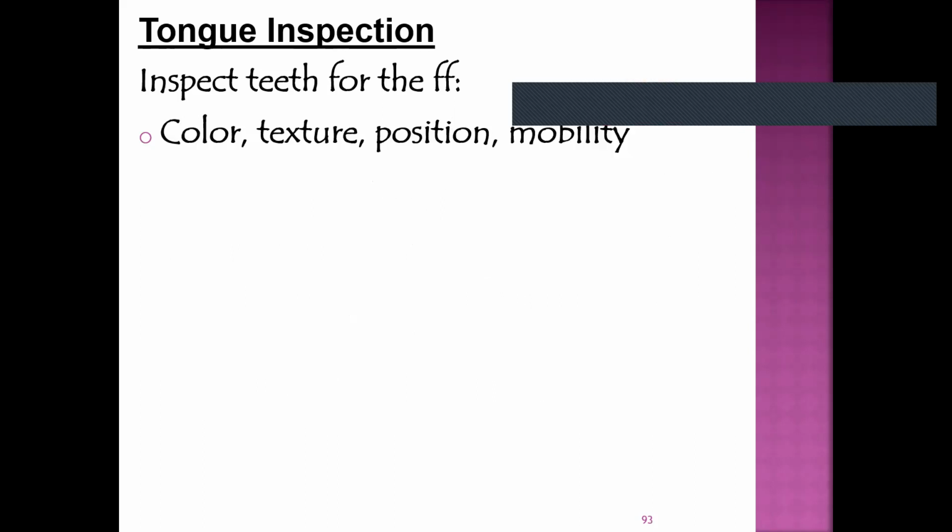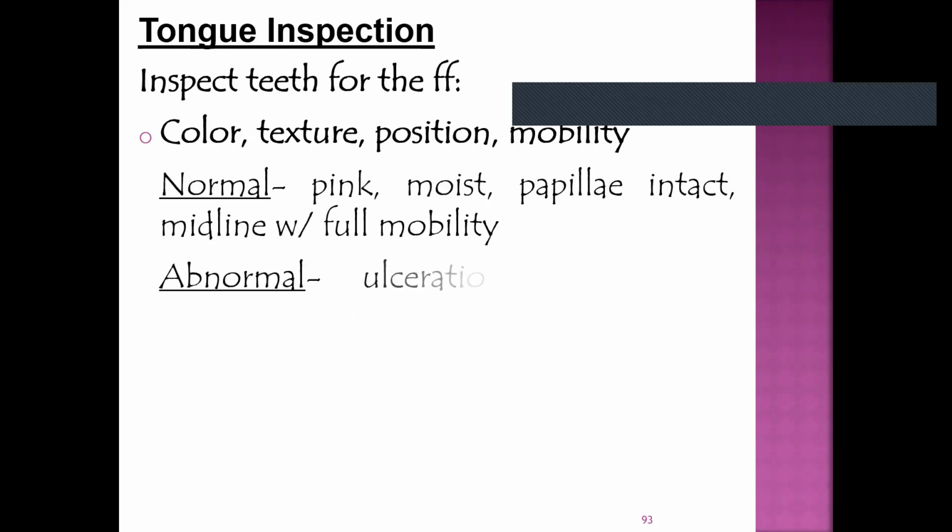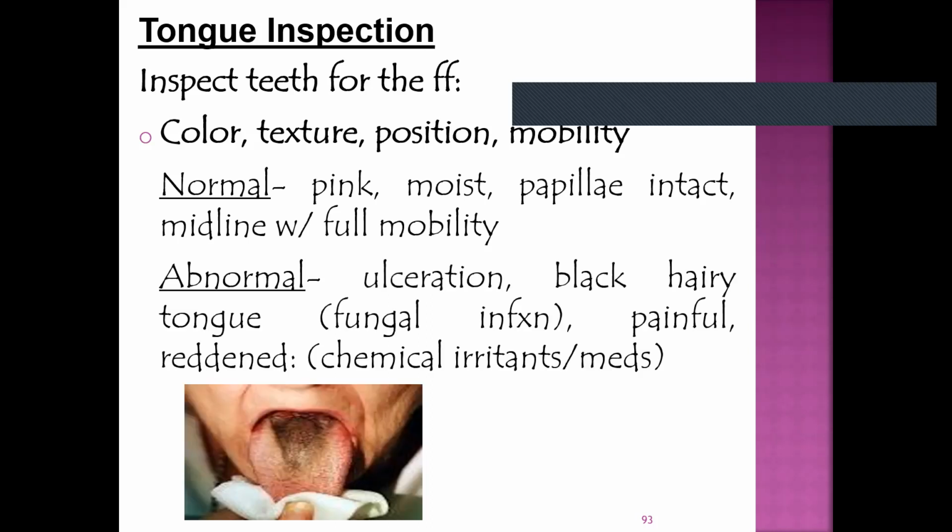In terms of inspection, we're inspecting the teeth and tongue for color, texture, position, and mobility. That's what we said earlier, that we have to check the mobility of the tongue, the ability of the patient or client to move their tongue. How do we do it? Left, right, up, down. In terms of abnormal findings, we're looking for ulcerations and black hairy tongue.